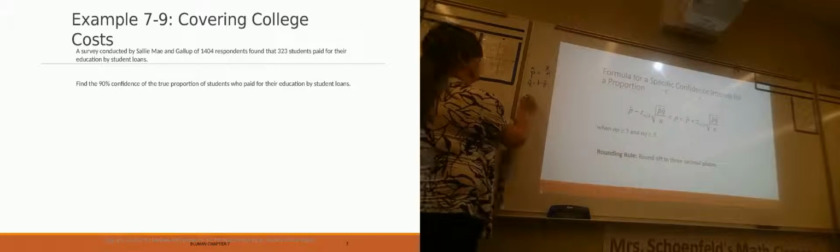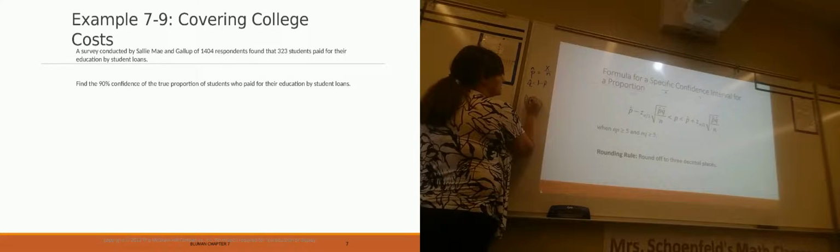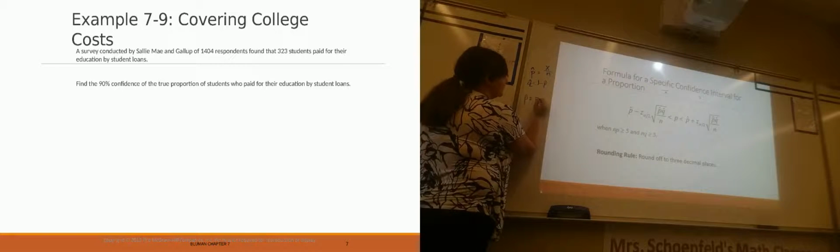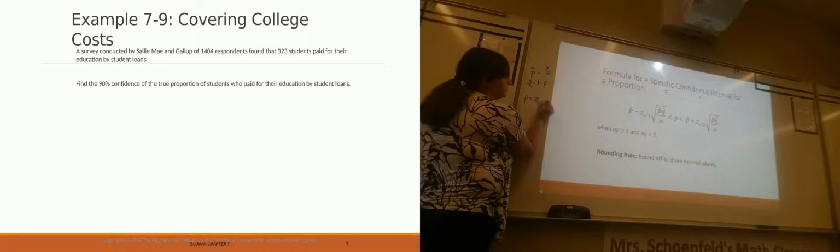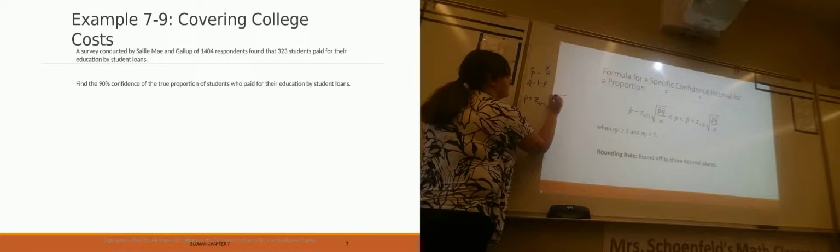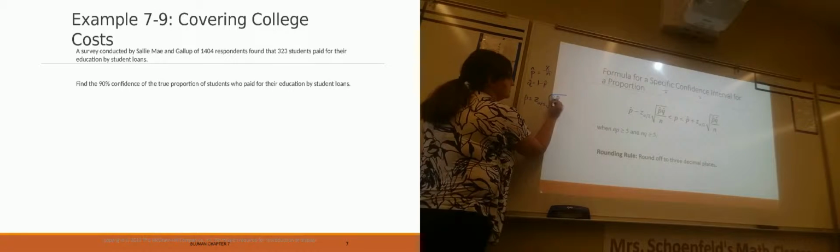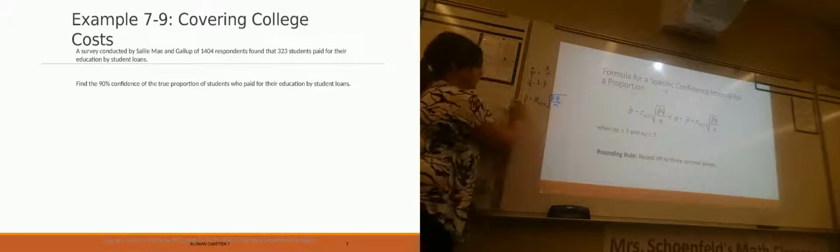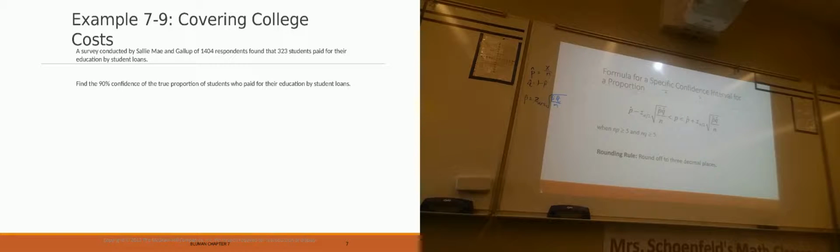And we're going to use that 90% to figure out what our Z-score is. So if we look back, I need to write that down too. So I'm going to write P hat plus or minus Z alpha over 2 times the square root of P hat Q hat over N. I just wrote a plus or minus so that I don't have to write it twice. It's alpha over 2.